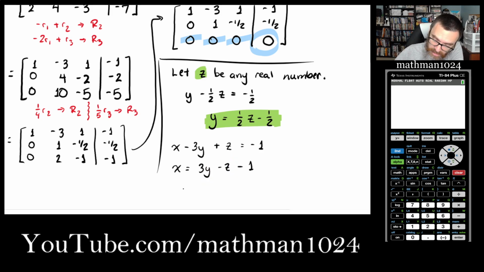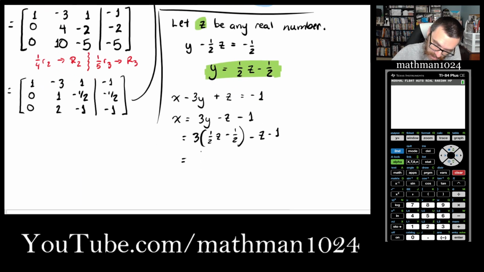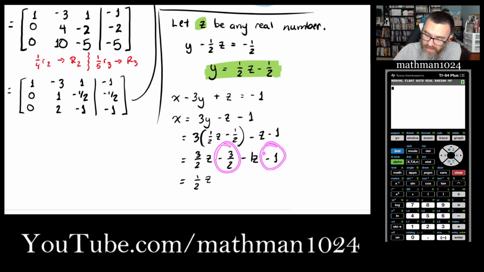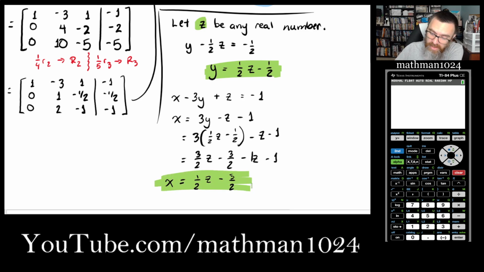So make those substitutions. So it's going to be 3 times 1/2 z minus 1/2 minus z minus 1. All right, so we get 3/2 z minus 3/2 minus z minus 1. All right, so 3/2 minus 1 for the coefficients of z gives us 1/2 z, and then taking negative 3/2 and negative 1 gives us negative 5/2. So that is going to be the representation for x based off of z.